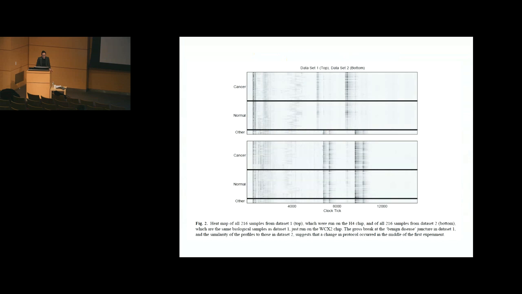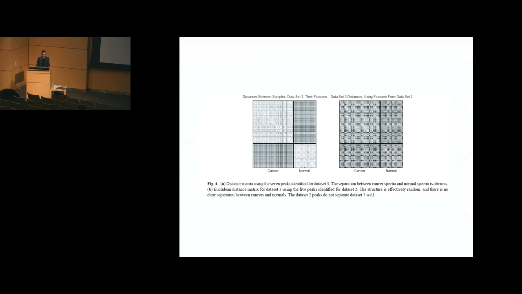So this is a heat map, again, from the replication study, and they argue that this break at the benign disease in data set one and the similarity of the profiles to those in data two suggests that a change in protocol occurred in the middle of the first experiment. And again, they go into details of what they think that is.